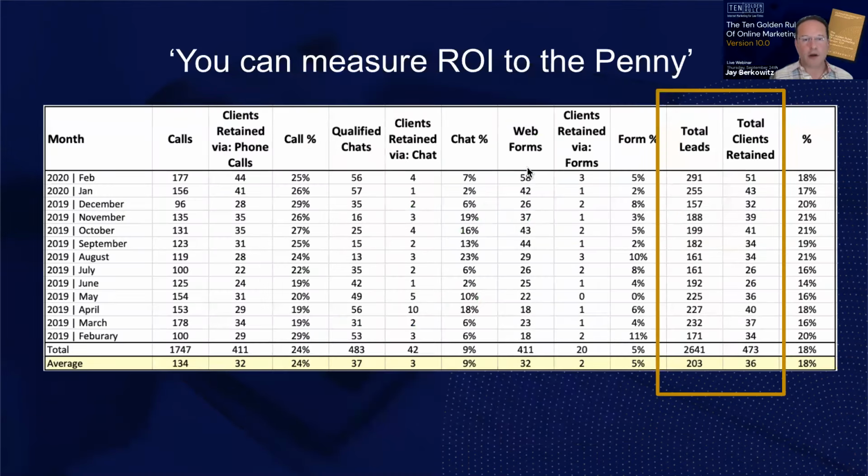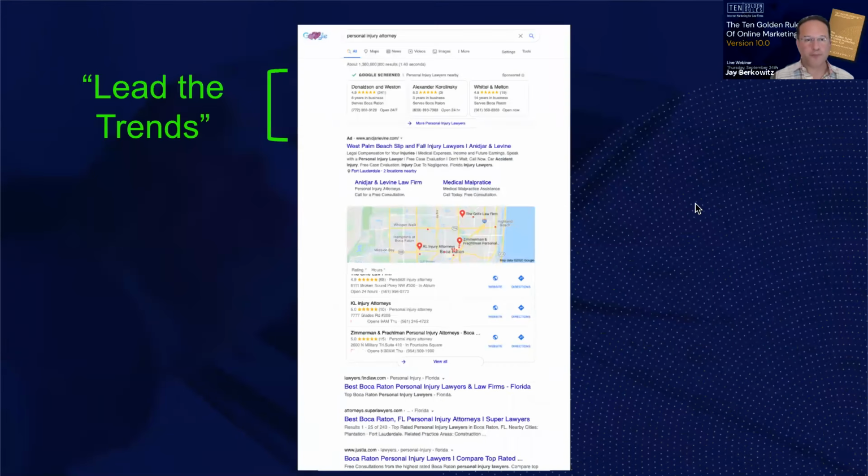We're going to talk about ROI, return on investment, because it's not just about leads. It's not just about search results. Internet marketing is about clients signed. And so we're going to go through case studies where we track very precisely from 30, 40 clients to 50, 60 clients a month. And we're going to talk about cutting edge things.